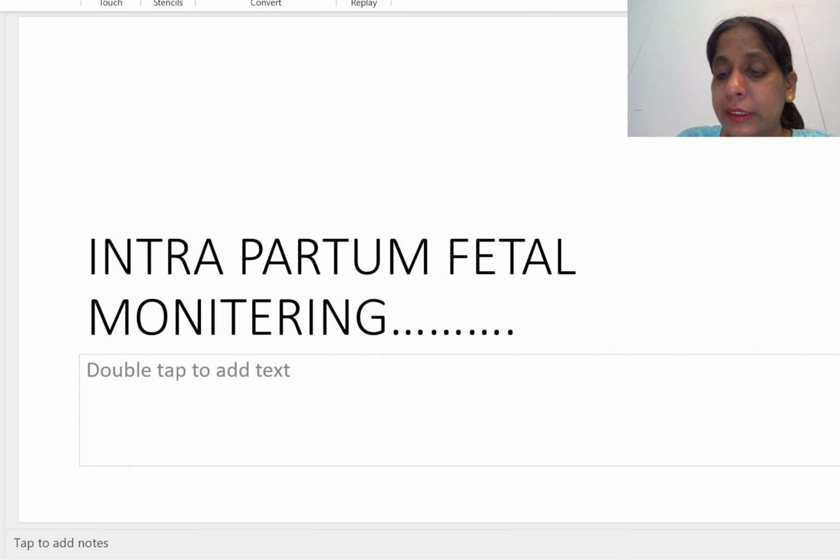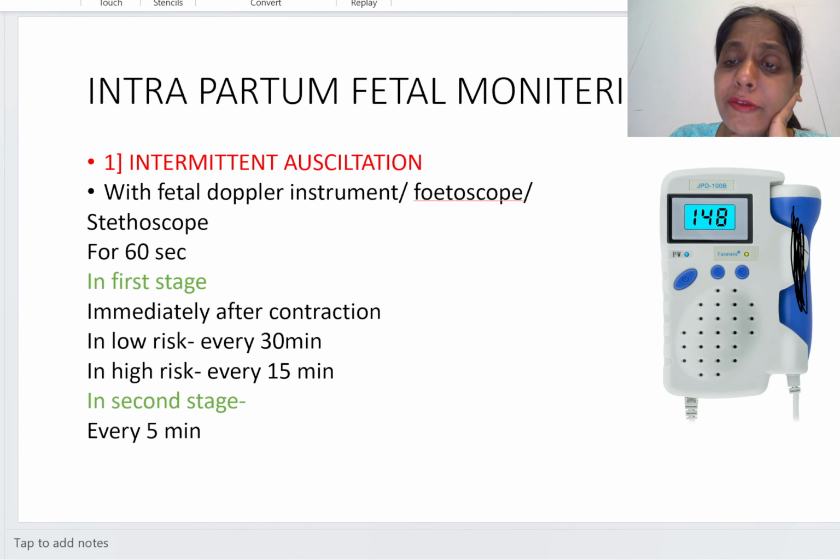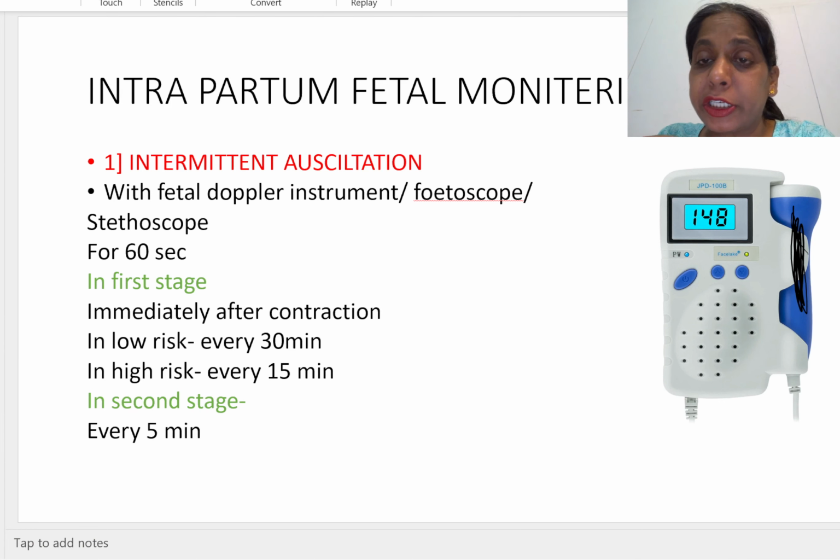Let's study about the intrapartum fetal monitoring. So in intrapartum fetal monitoring, we basically have 2 things, not 6 tests. It's very easy. Okay, let's focus. First is auscultation, or intermittent auscultation, to listen to the fetal heart rate.